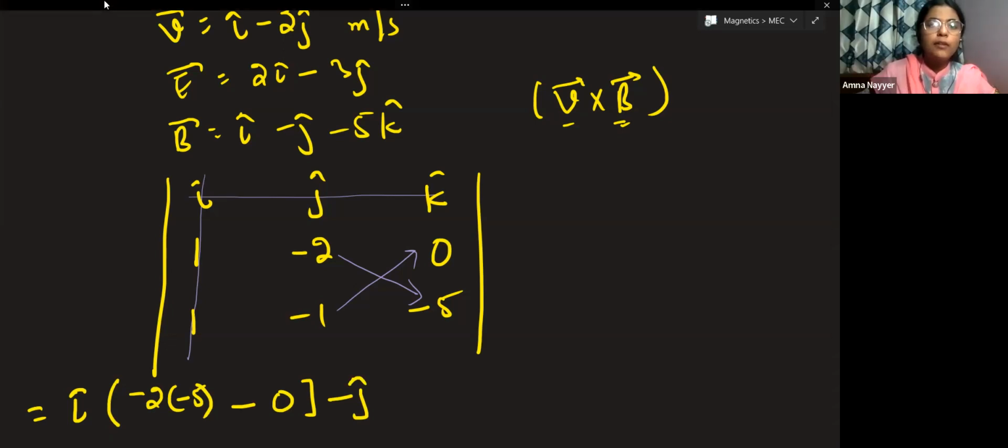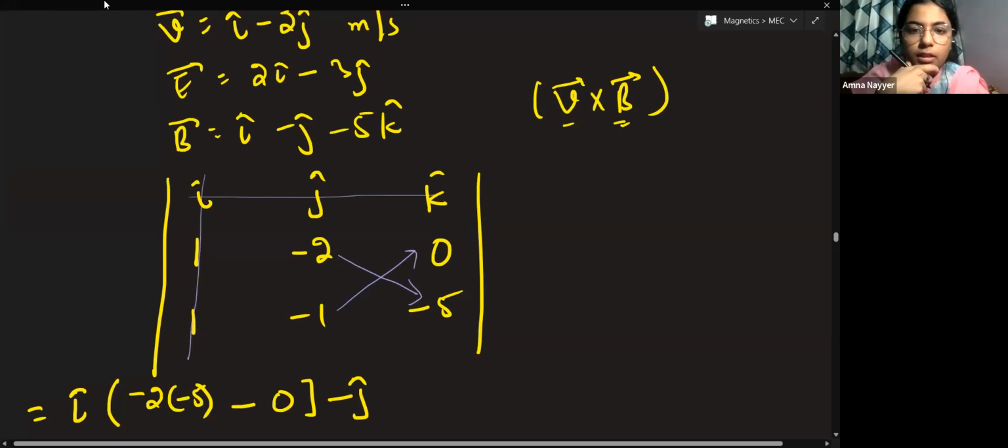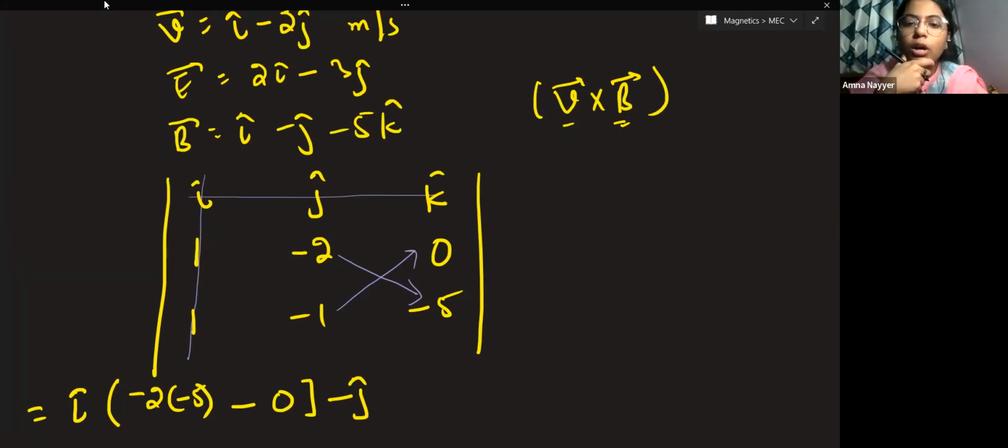Now what you have to do? This is the final force that you're getting, or just V cross B, Akifa? V cross B. Let's just check. I don't remember the answer. I think this is correct. First term is definitely correct, as we have seen.